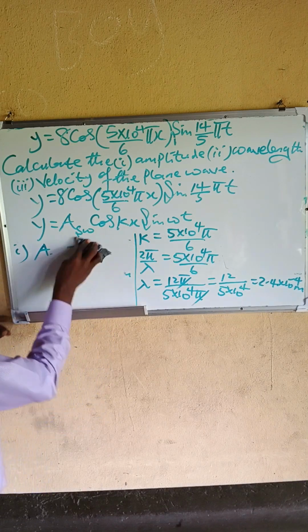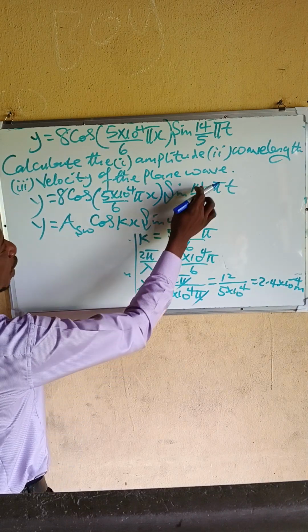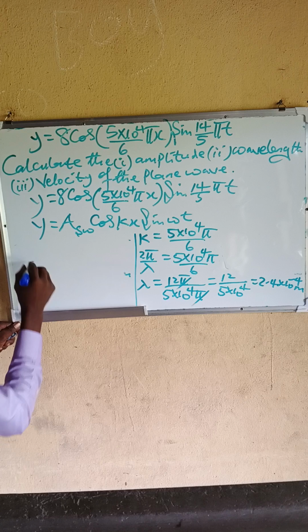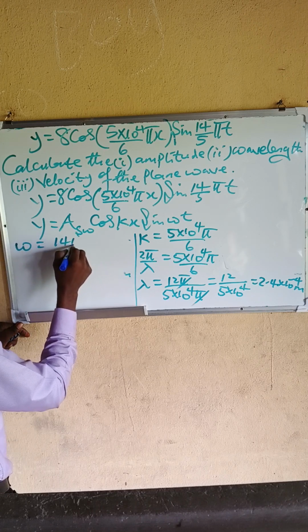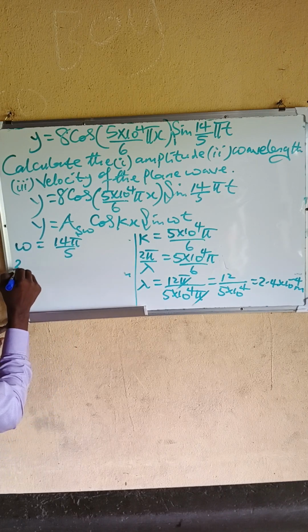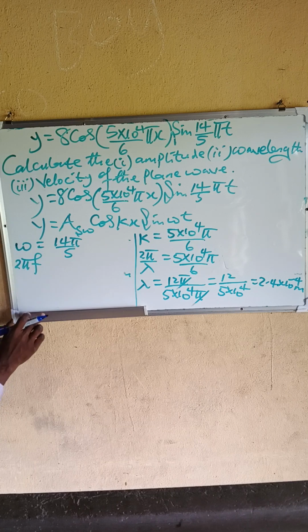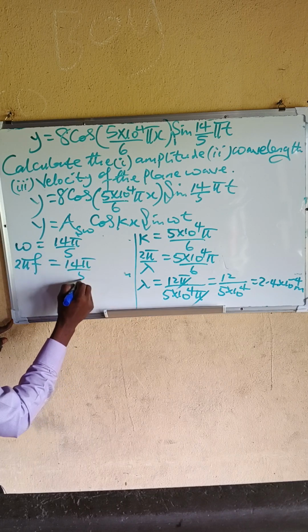Also, let us compare this one with the frequency. So this term here represents 14 over 5 π. So the angular frequency is 14π over 5. This one is giving us what? 2πf, that's the angular frequency, is equal to 14π over 5.